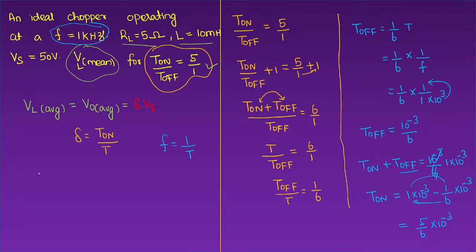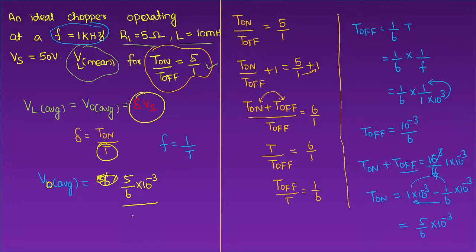Now you can come back to the V0 average. The load average output voltage, V0 average, equals delta times of Vs. Delta equals on time by total time period, whereas on time is, sorry guys, 5 by 6 into 10 power minus 3 upon, not off time, it is the total time period, right?